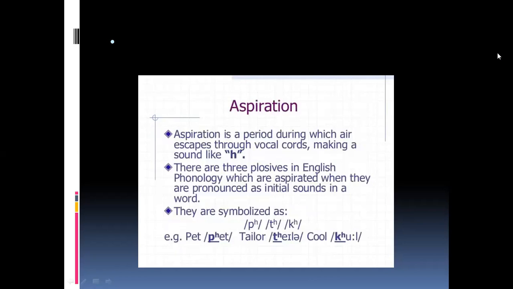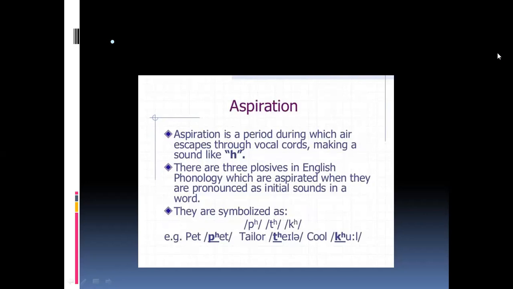And next one is aspiration. Especially aspiration is a period during which air escapes through the vocal cords, making a sound like ha. There are 3 plosives in English, in phonology, which are aspirated when they are pronounced as the initial sound in a word. They are p in pet, t in tail and tailor, and k in cool and cold. These are the consonants aspirated there. So that is aspiration, which means the air escapes through the vocal cords, making a sound like ha.